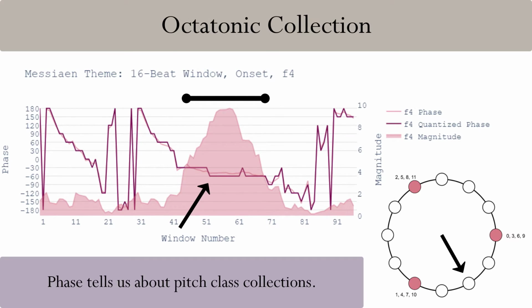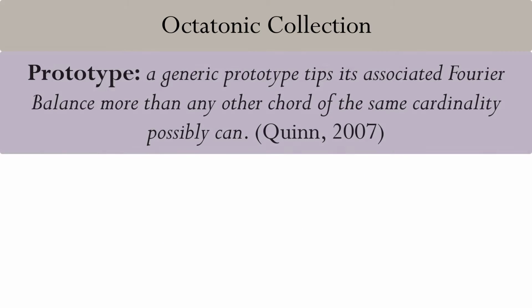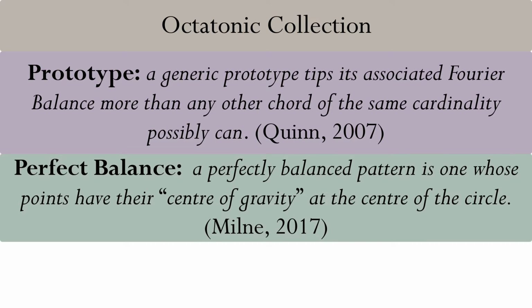The octatonic collection has several unusual features when viewed through the DFT. The collection is a prototype of the F4 component, meaning that it has the highest possible magnitude for that component, assuming only one of each constituent pitch class. The octatonic collection is also perfectly balanced, meaning that it has a magnitude of 0 in the F1 component. There is no tilt whatsoever.